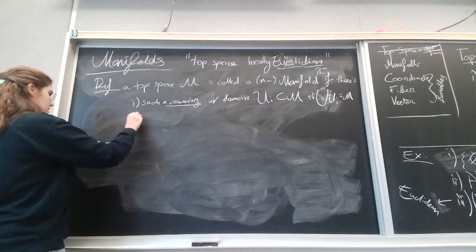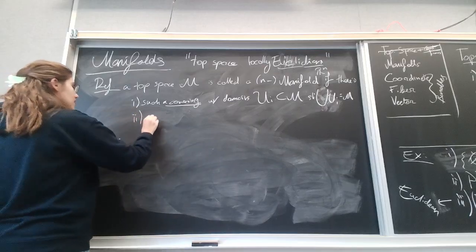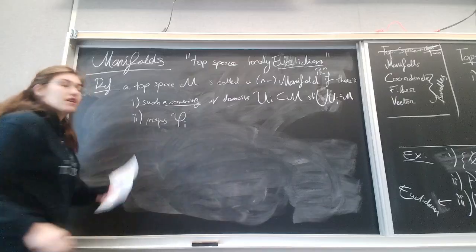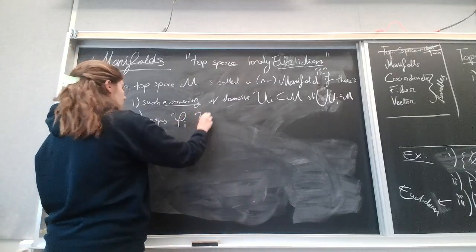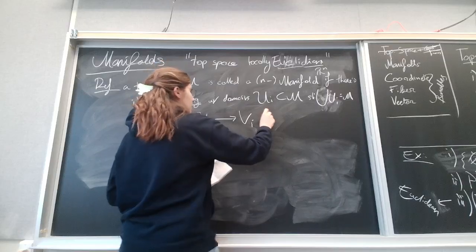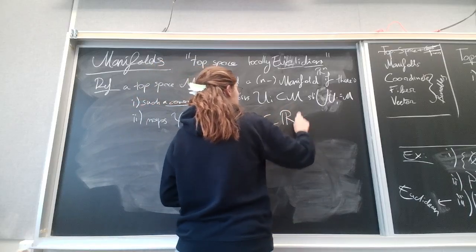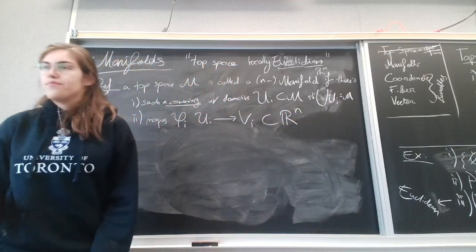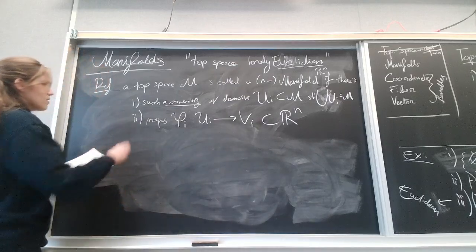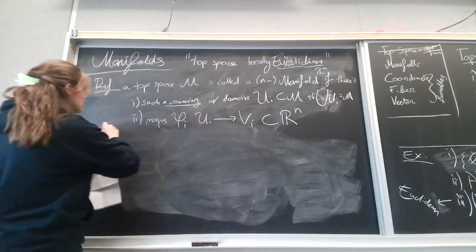And then the second thing is we can define maps phi_i from U_i to V_i, where V_i are subsets of R^n. Now, we will call these charts.